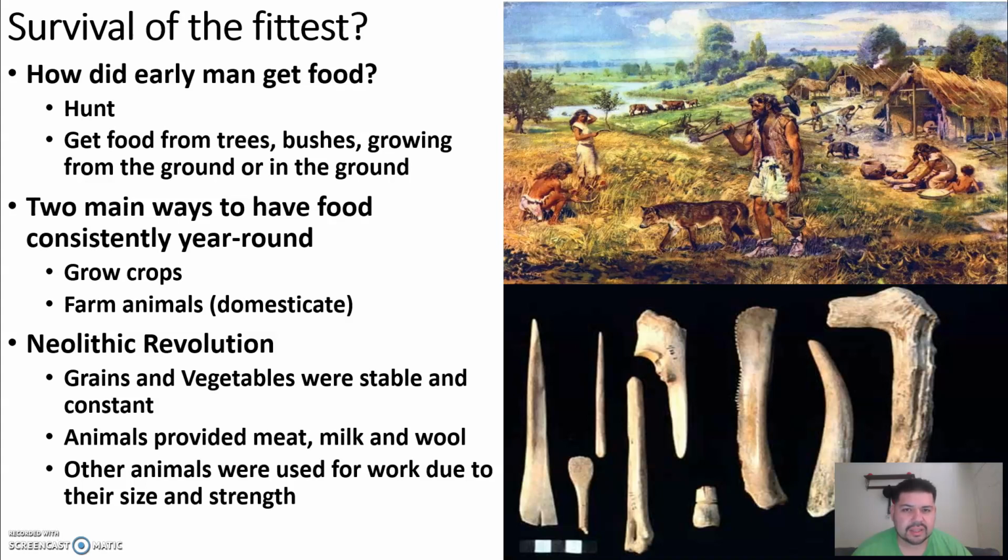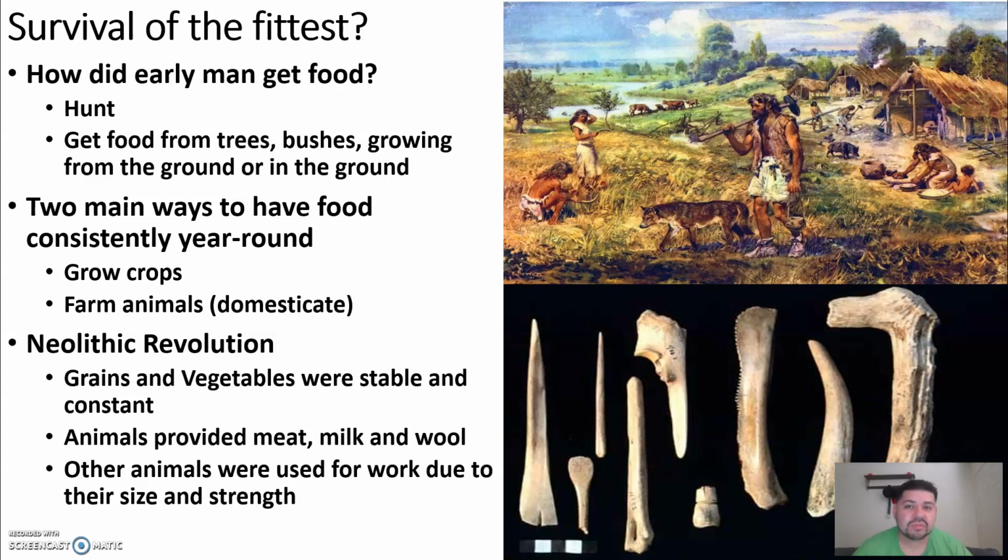And if we get the animals and tame them, get the guy and girl wild boar to have kids, or a sheep, guy and girl to have babies, then we're gonna have plenty of meat and milk and wool later on. So grains and vegetables were stable and constant, especially grains, because grains can last all year long as they're stored well. The other thing is the animals, they provided the meat, milk, and wool, like I mentioned earlier.